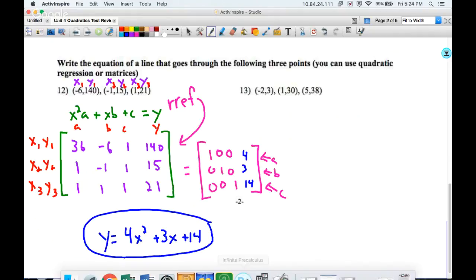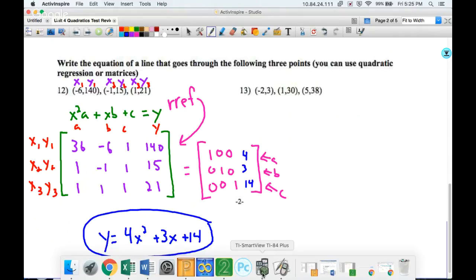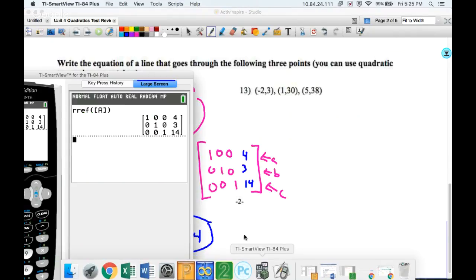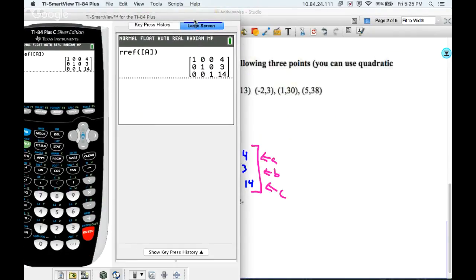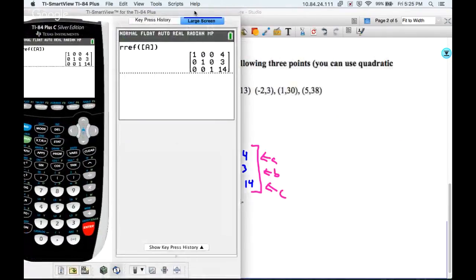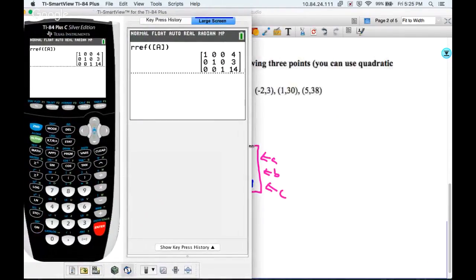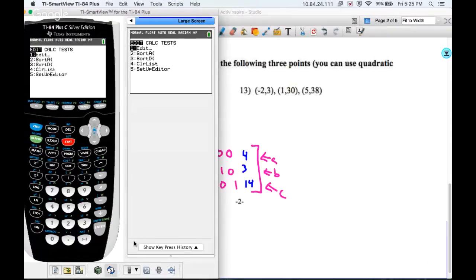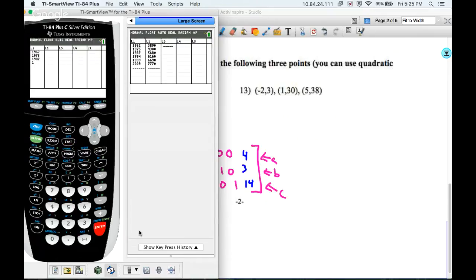All right, do we want to see how to do this next one with regression? It's a little fast. Sure. What we're going to do for number 13, we'll start in a very different spot. We're going to start by pressing stat. Just stat, no second needed. All right, then we're going to hit enter.